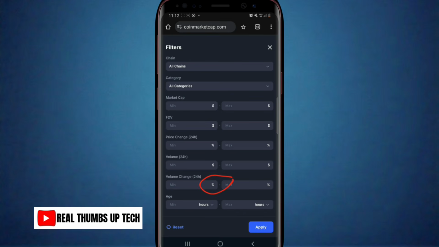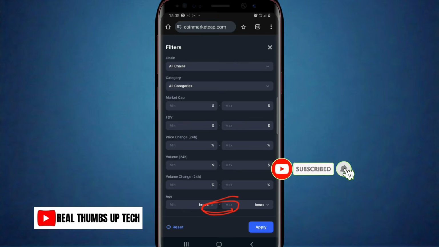Let's just save time. So this age is just how long the coin has been in the market. How many hours has it been listed on CoinMarketCap? The particular coin you want to trade or the particular coins you want it to list for you. I would prefer trading new coins, you understand? That was released about 24 hours ago, 48 hours ago, maybe some days, some weeks, some months, some years. It all depends on what you wish, all right?